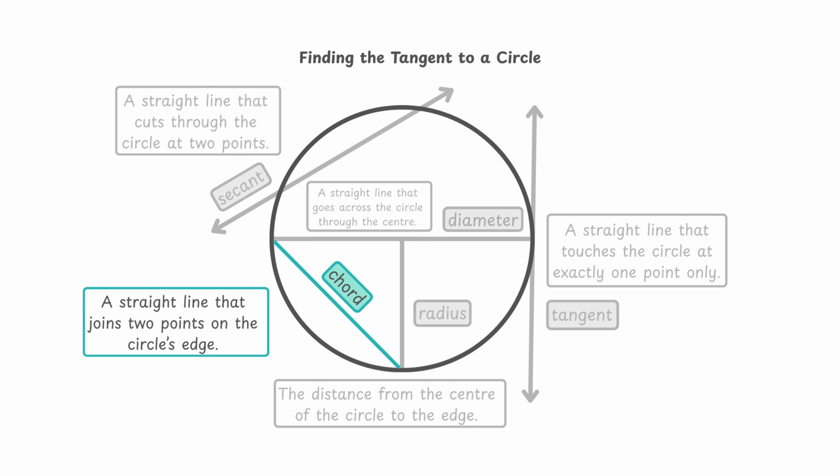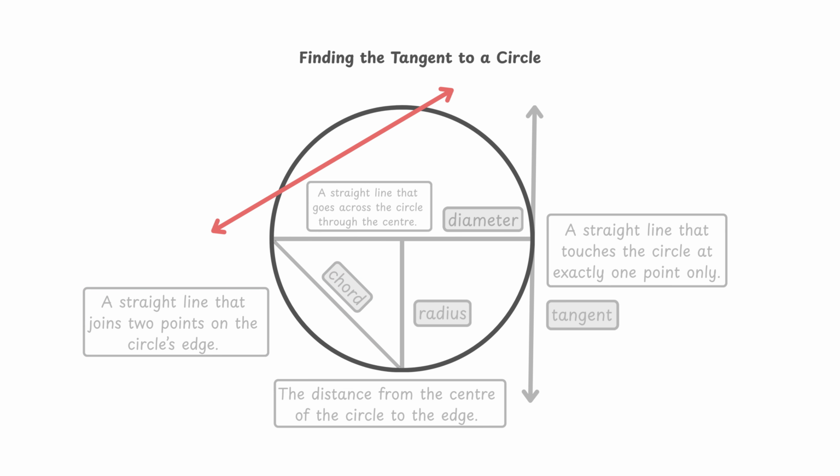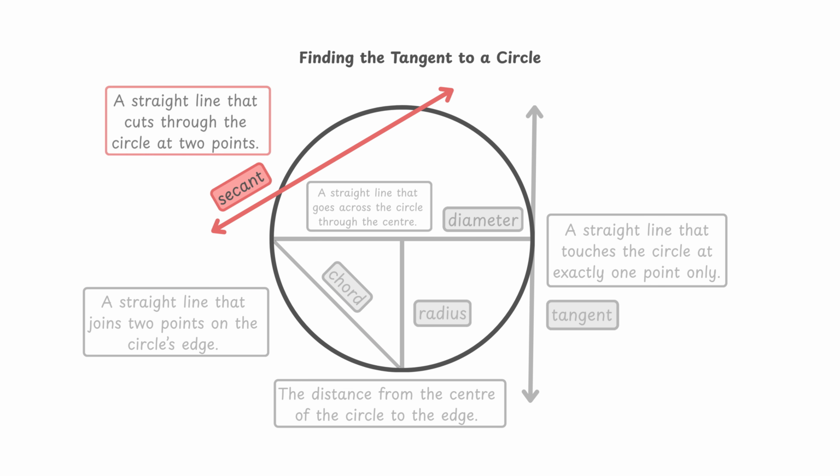Now let's move to this longer line that cuts across the circle and goes outside it. This is called a secant. A secant is a straight line that cuts through the circle at 2 points. It enters the circle and then exits again. So it always intersects the circle in exactly 2 places.